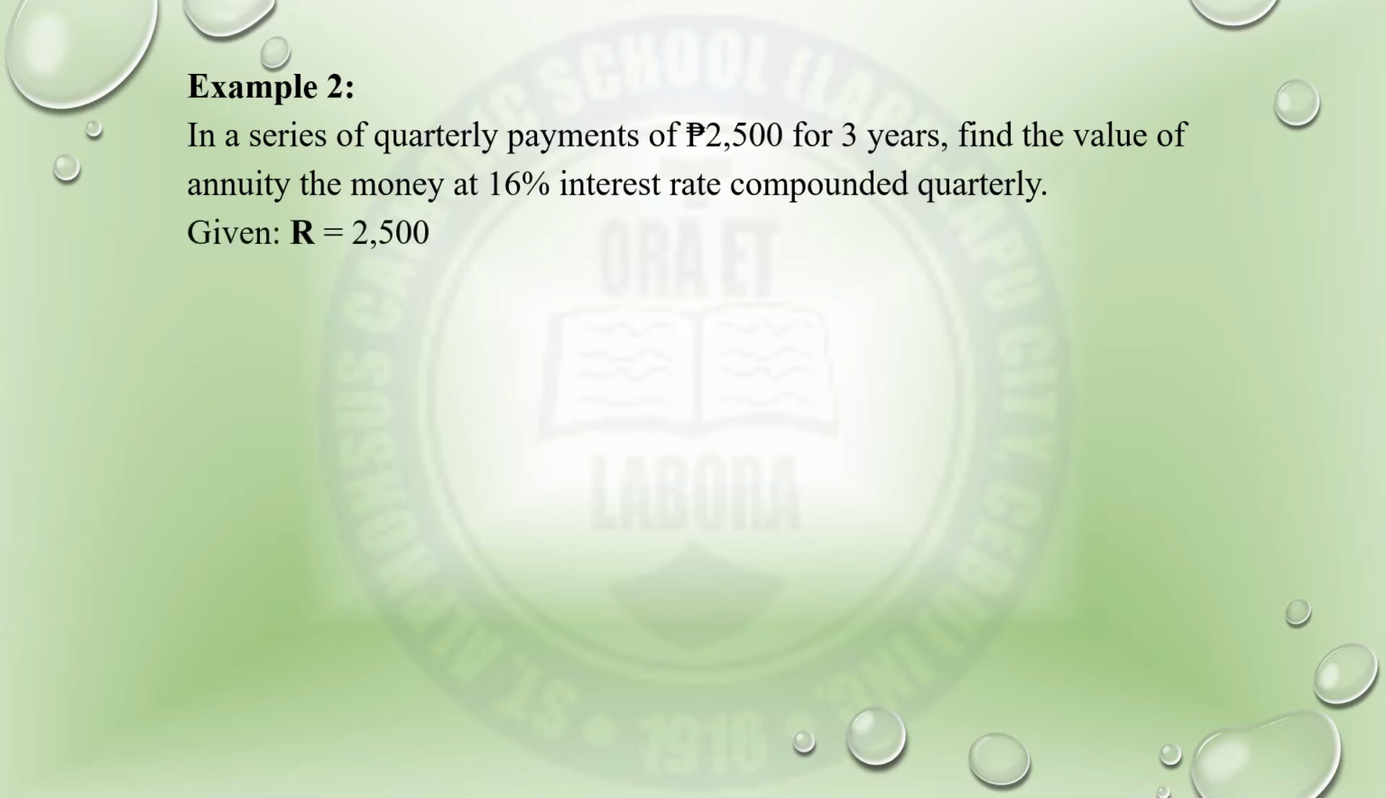The given R, or the regular or periodic payment, is equal to 2,500 because there's a series of payments quarterly for 3 years. T, or the time or term of the annuity, is equal to 3 years. J, or the interest rate, is equal to 16%. M, or the conversion period, is equal to 4 since it is compounded quarterly.